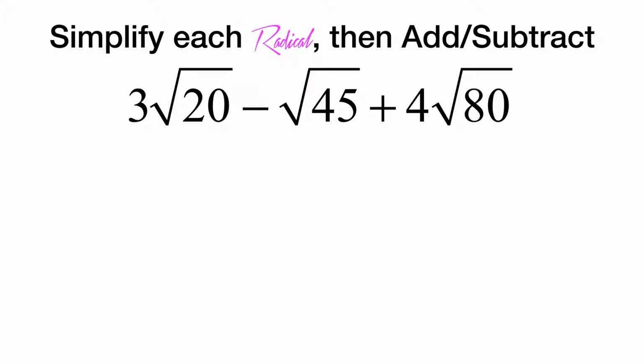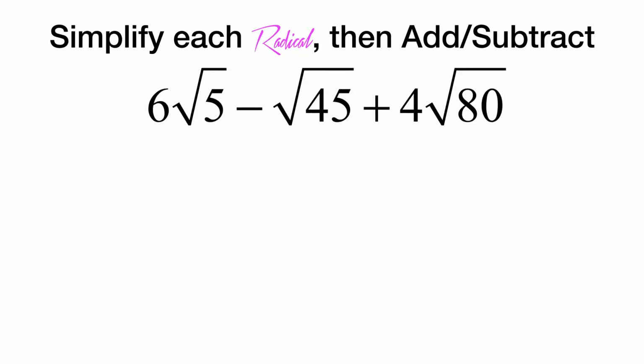So now we're going to simplify each radical and then add or subtract. So our first step is simplifying the radical. So I'm going to start with 20. 20 is 5 times 4. And the square root of 4 is 2. So 3 times 2 is 6 square roots of 5.